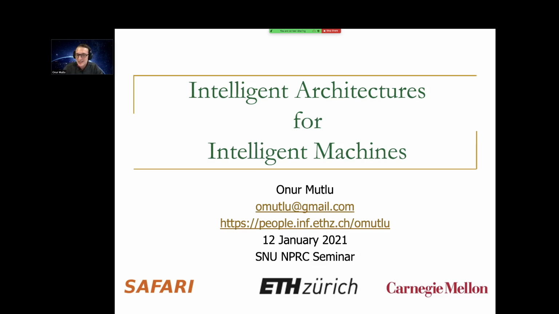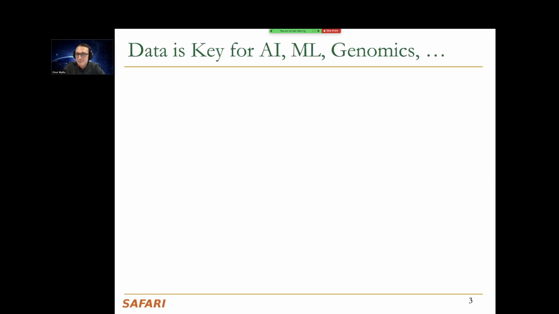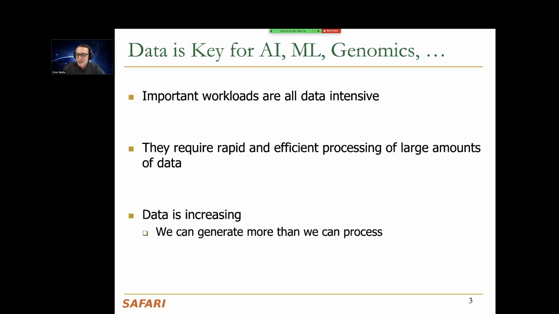Okay, so I'm going to talk about intelligent architectures for intelligent machines, which covers a number of directions in computing, mainly related to data. Today's computing systems are bottlenecked by data, and data is really key for many, many applications. AI, ML, genomics, data analytics. Important workloads are all data intensive, and they require rapid and efficient processing of large amounts of data. And on top of this, the data they manipulate is increasing. Today, we can generate more data than we can process in many domains.